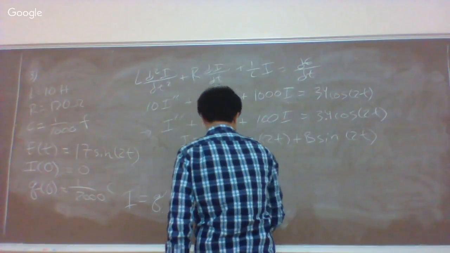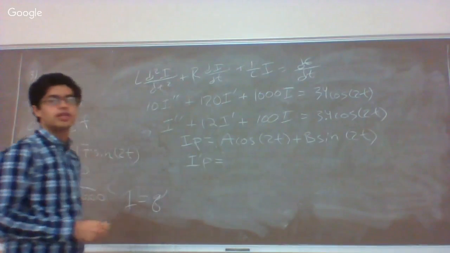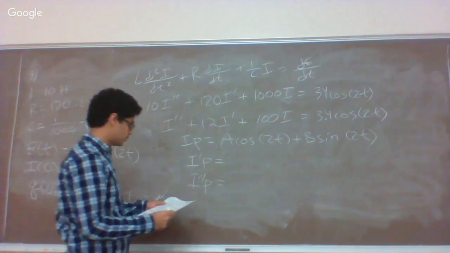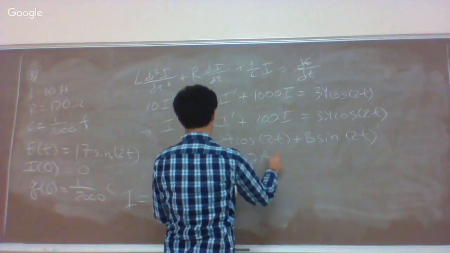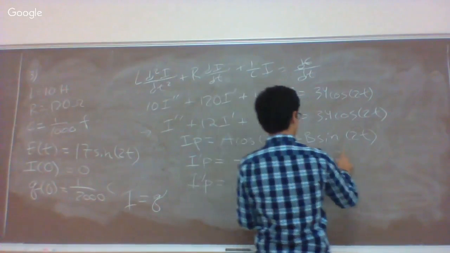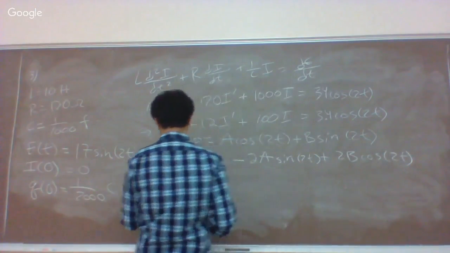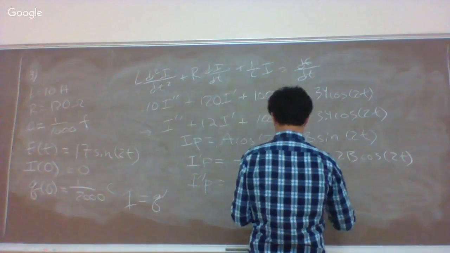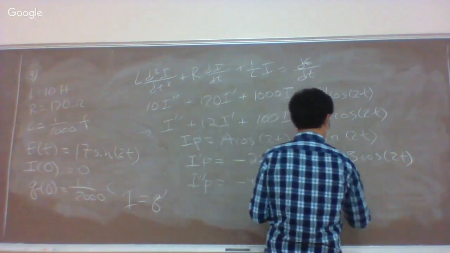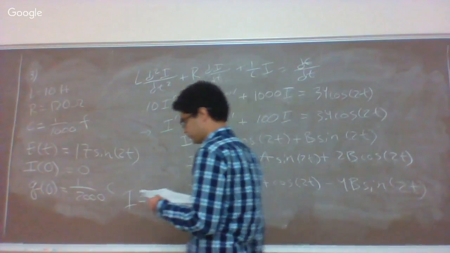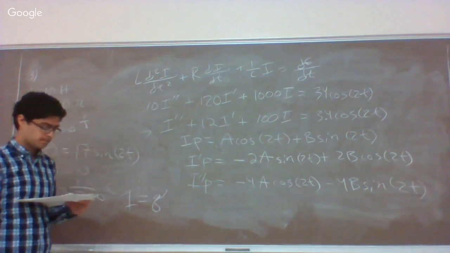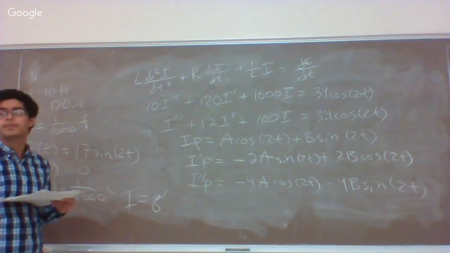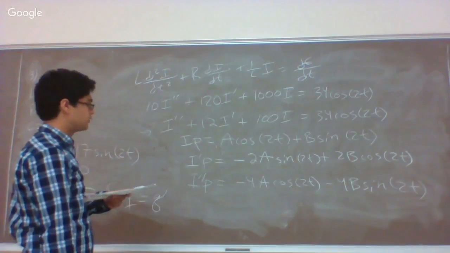So in this, I just have that as my I_p equation. And then I need to find I prime and I double prime. I prime comes out to be negative 2a sine of 2t plus 2b cosine of 2t. I double prime, the derivative of this, is negative 4a cosine of 2t minus 4b sine of 2t. That's my I double prime.